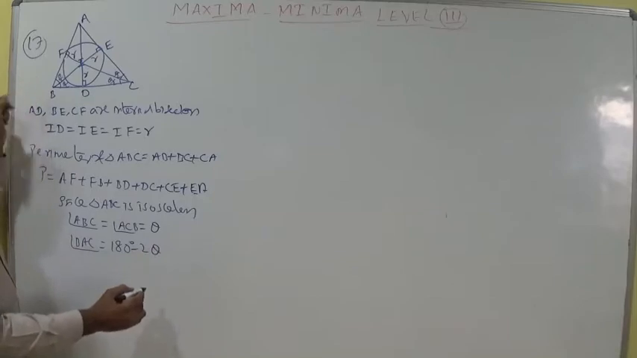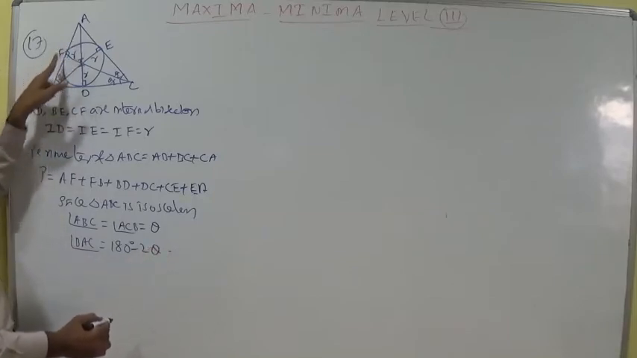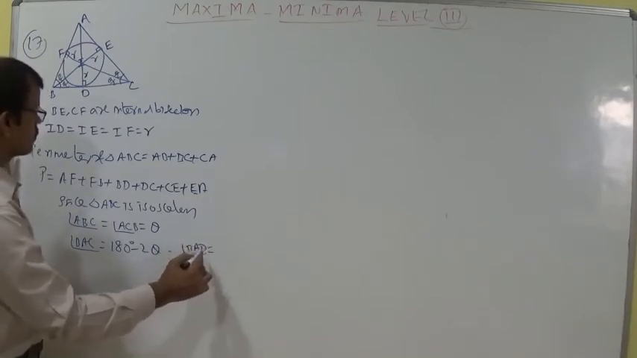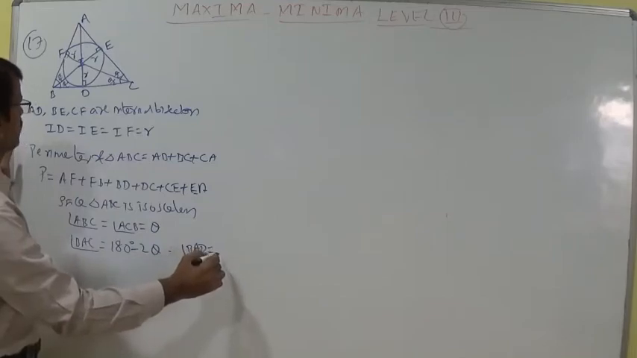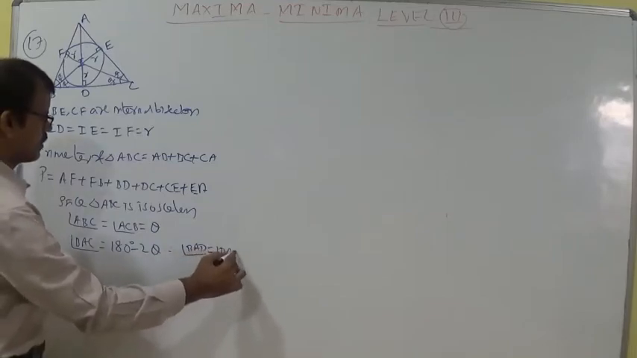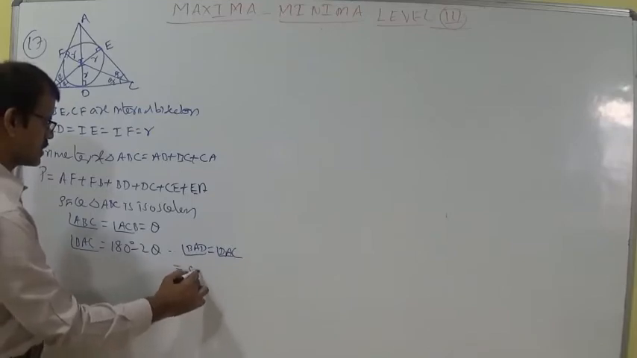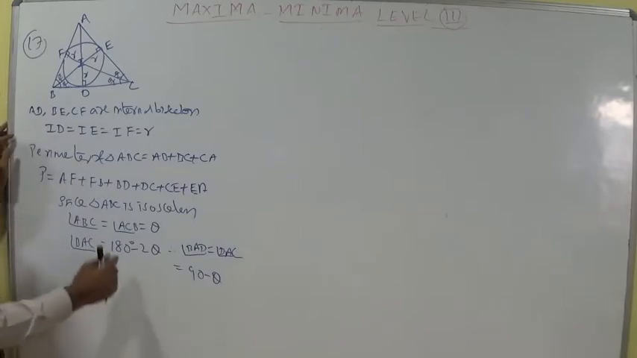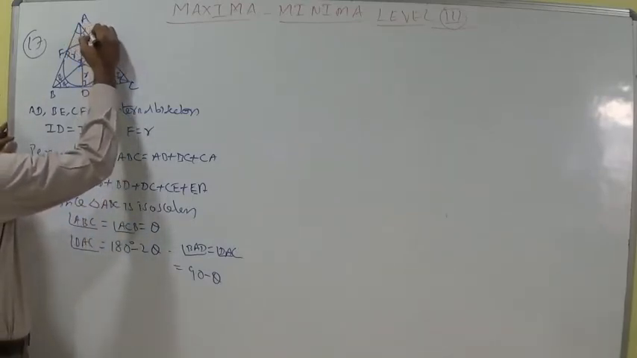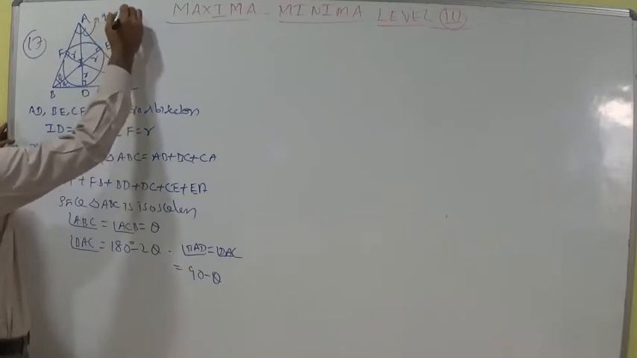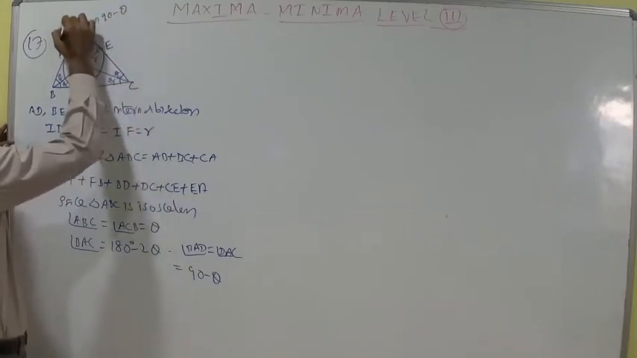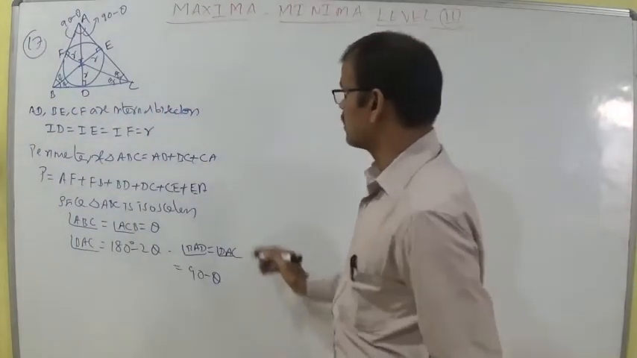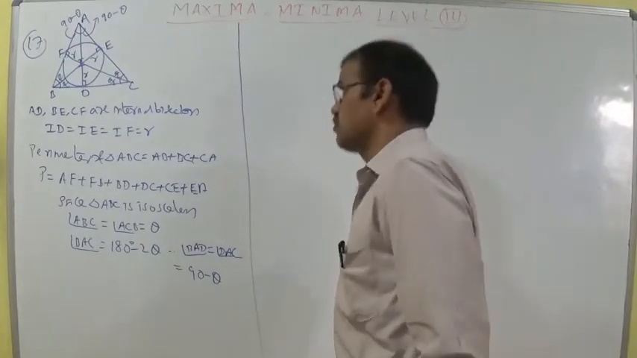Therefore, I am writing here angle BAD. Angle BAD and angle DAC are each equal to 90 minus theta, bisecting this 180 minus 2 theta. So here this one I am writing as 90 minus theta and this one as 90 minus theta. Let us separate the triangles and calculate each and every value to calculate the perimeter.